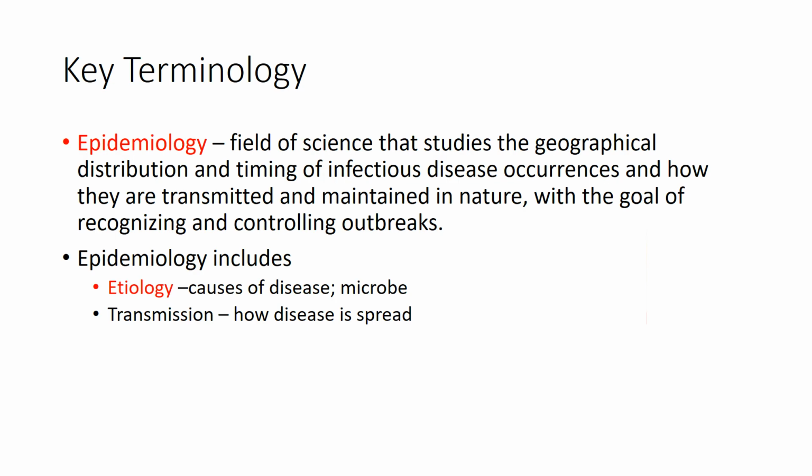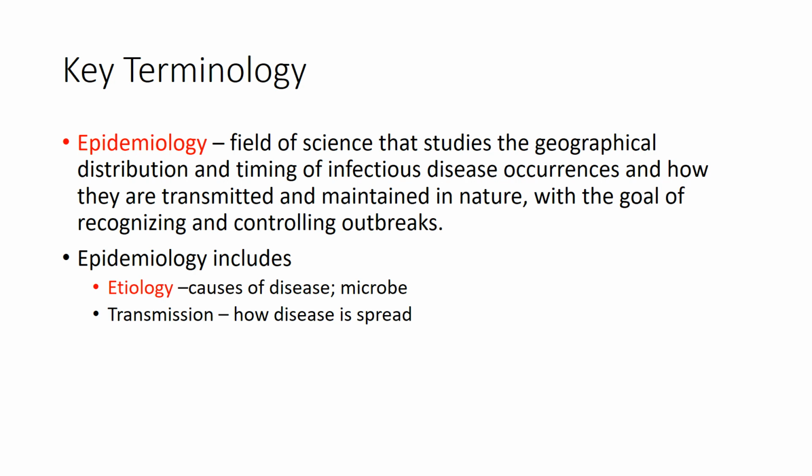The first term we need to go through is, of course, epidemiology, as that is the title of the chapter. By definition, epidemiology is the field of science that studies really everything there is to know about a particular disease. So an epidemiologist is going to study where diseases occur, when you see outbreaks, how the disease is transmitted, any type of cause of the disease, whether it be a specific microbe or some other cause. But the epidemiologist is really going to tell us and research everything there is to know about a particular disease.